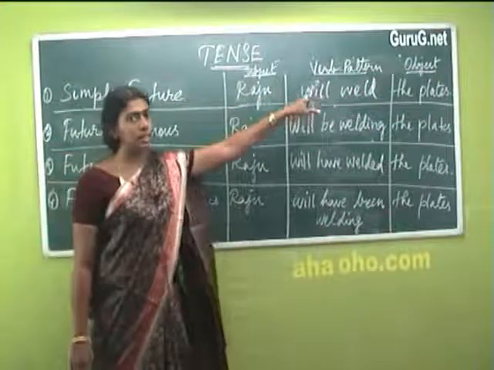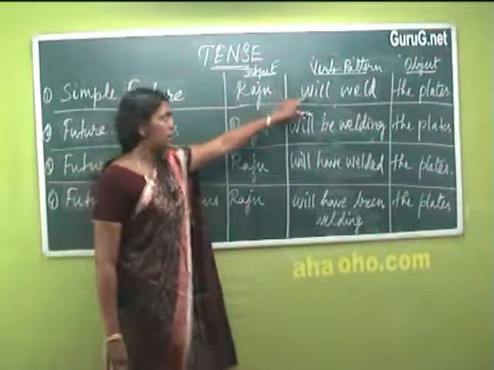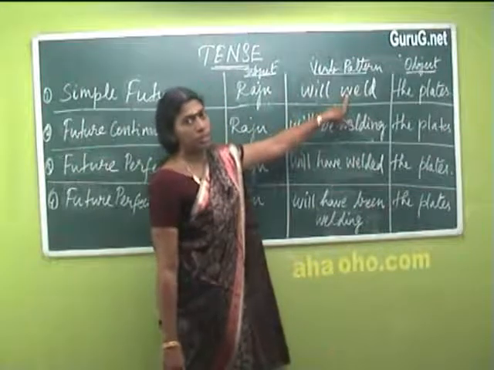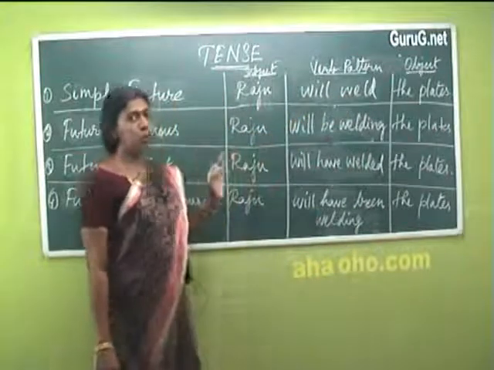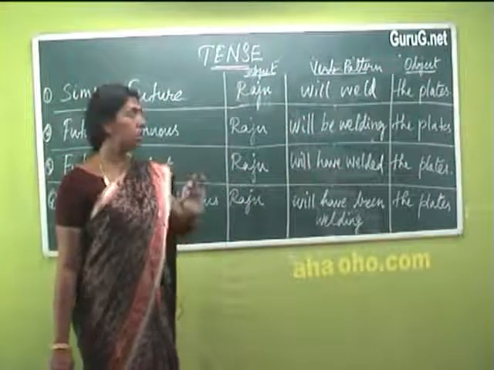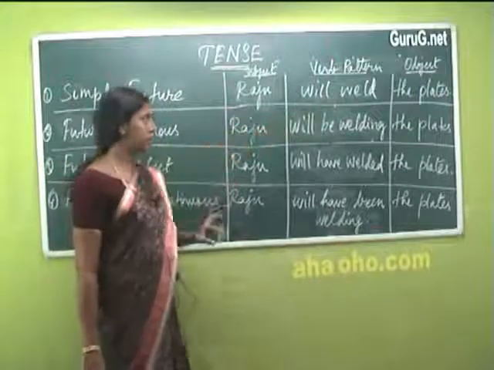Raju will weld the plates. Will tells you the tense is future. And the simple usage, will plus just the present form of the verb, gives simple future. Will or shall plus the present form of the verb tells it is simple future. Raju will weld the plates.